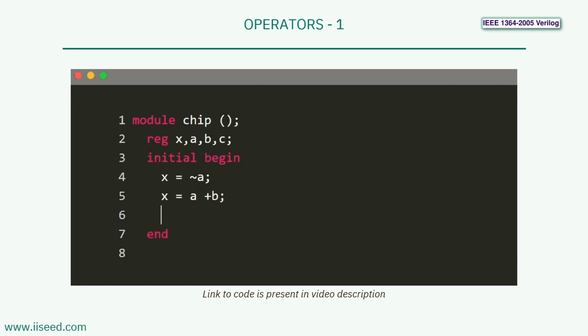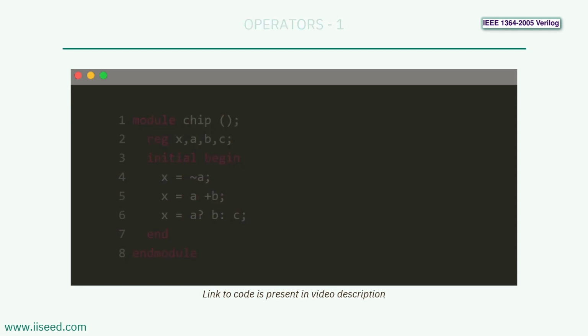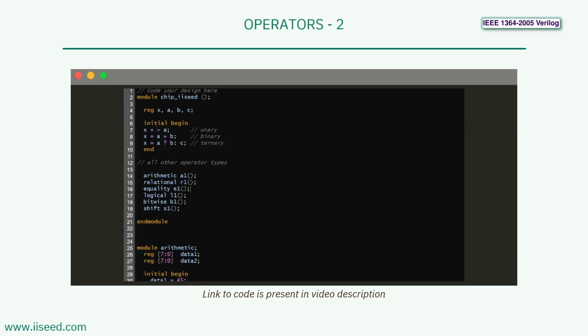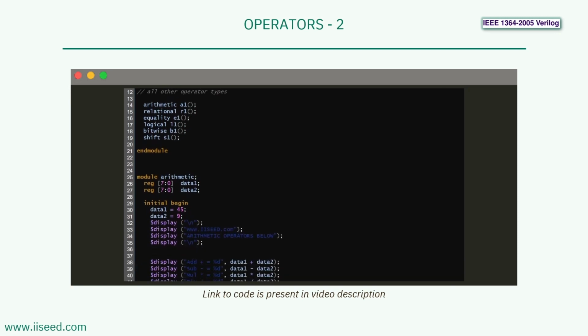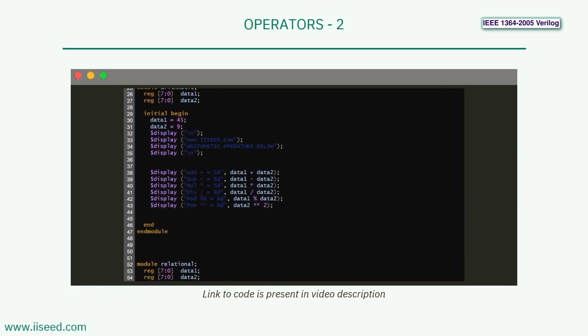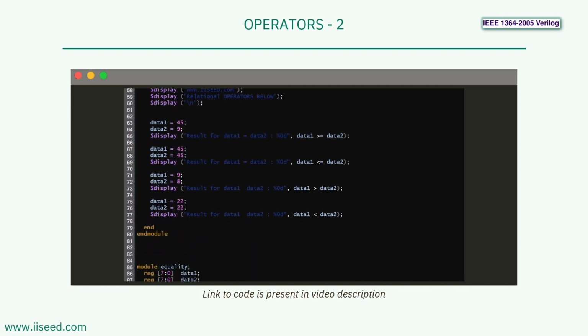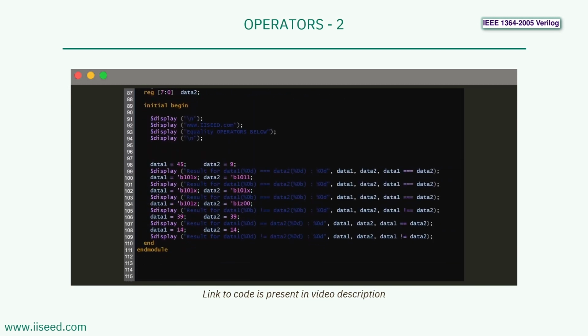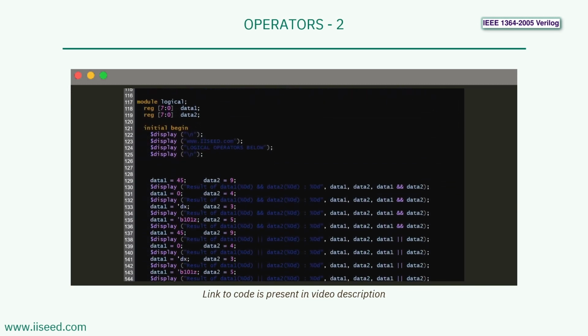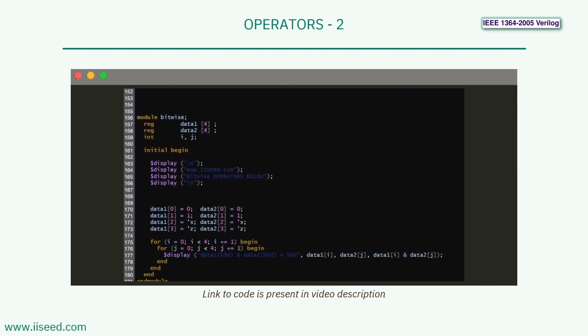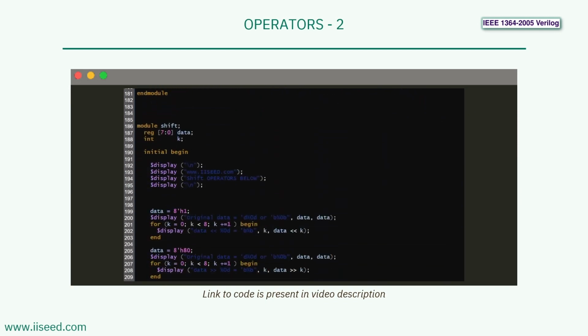Ternary operator has three operands. One of the most used is the if-else ternary operator. Example, x = A ? B : C. There are also other types of Verilog operators that help with easier description of complex circuit operations, namely arithmetic, relational, logical, bitwise, reduction, shift, concatenation, replication, conditional, etc.